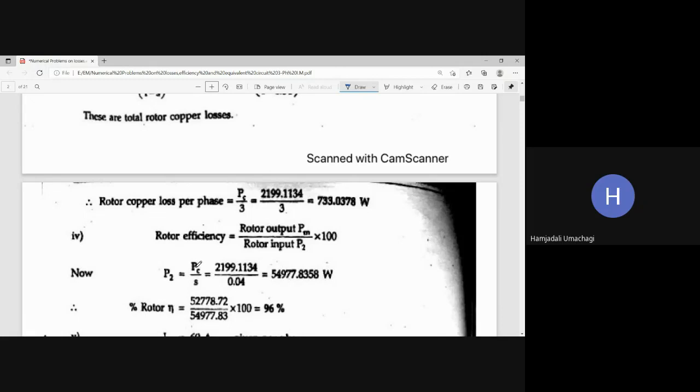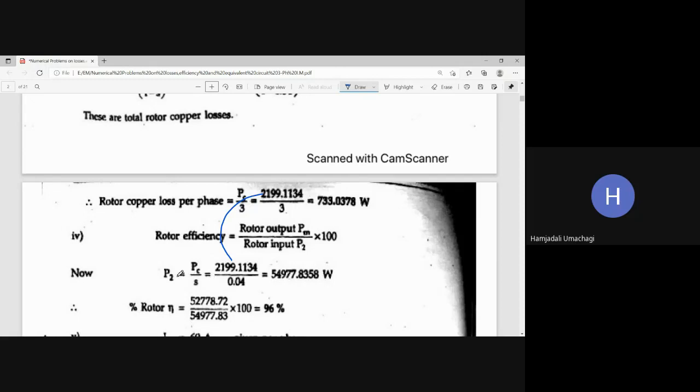Based on that, here I can write copper loss PC is equal to slip times the rotor input, that is P2. Therefore the rotor input P2 is nothing but, already we have calculated PC. The PC value is 2199.1134. This is the total copper loss for all three phases of the three-phase induction motor, and the slip value is 0.04.